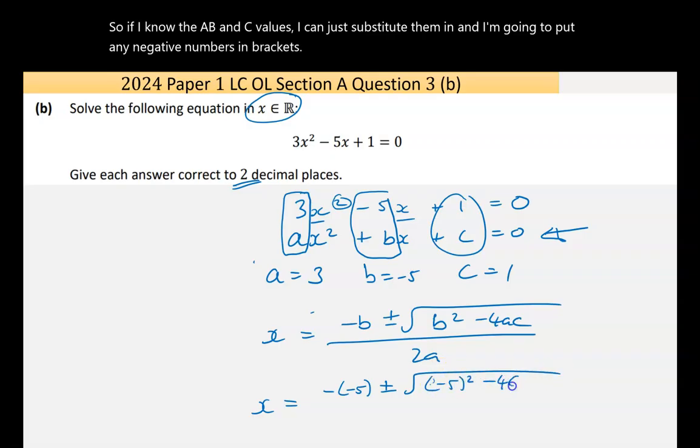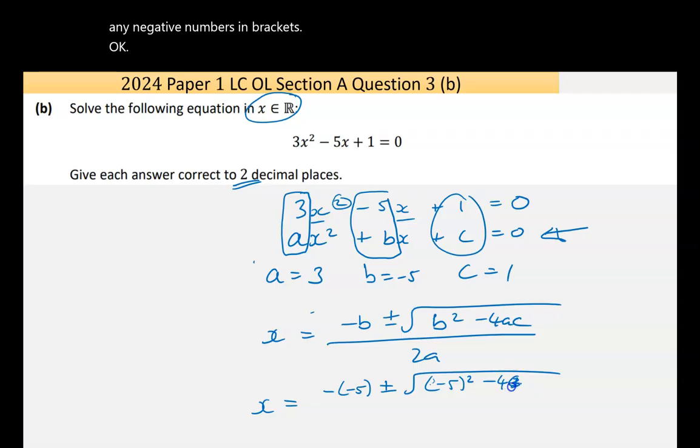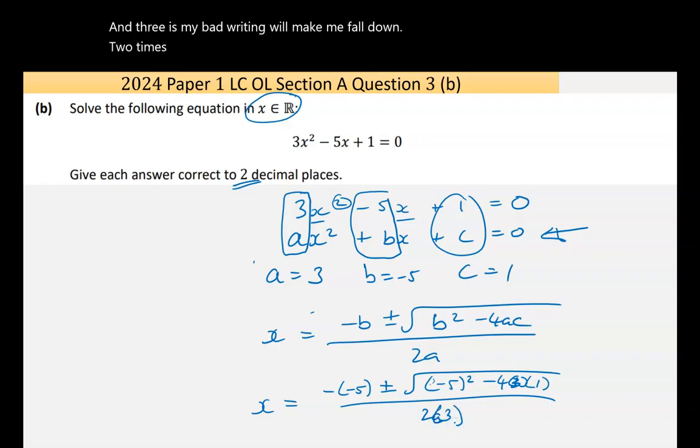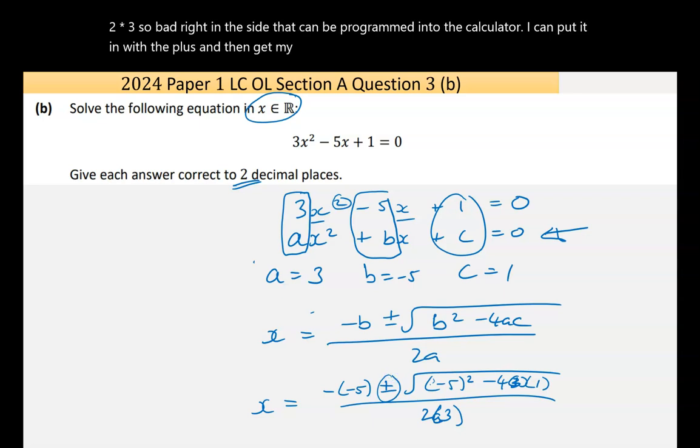Here's where my bad writing will make me fall down. 2 times 3. So bad writing aside, that can be programmed into the calculator. I can put it in with the plus and then get my answer and put it in with the minus.